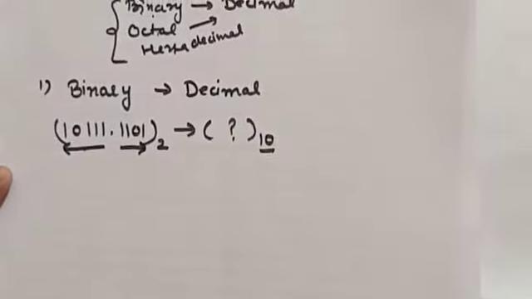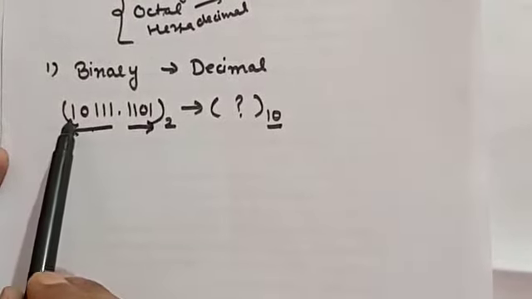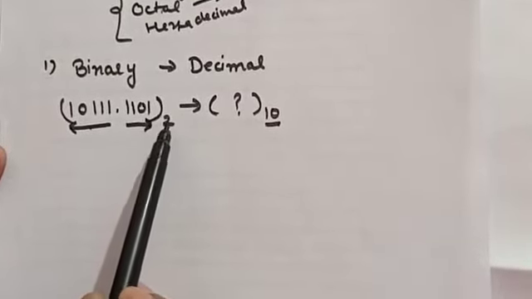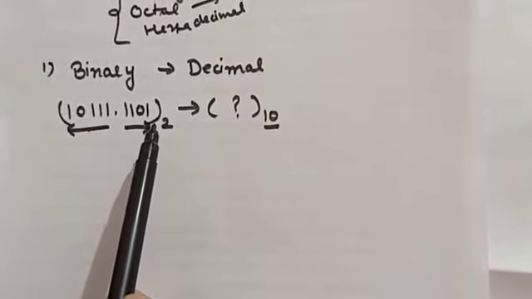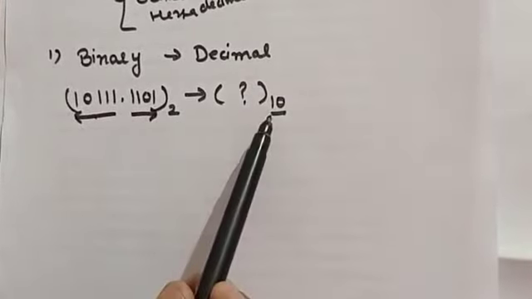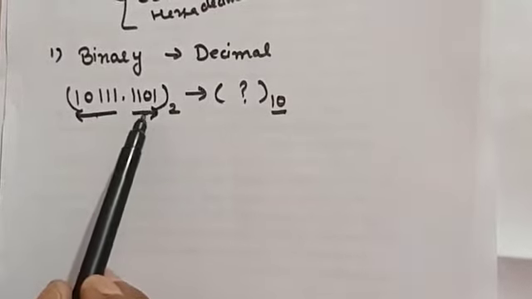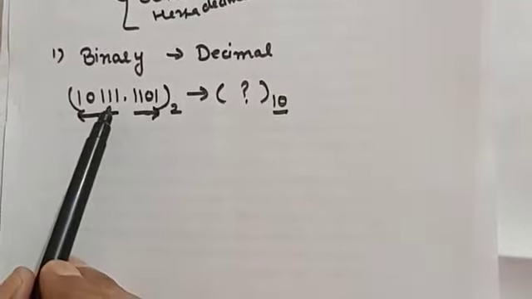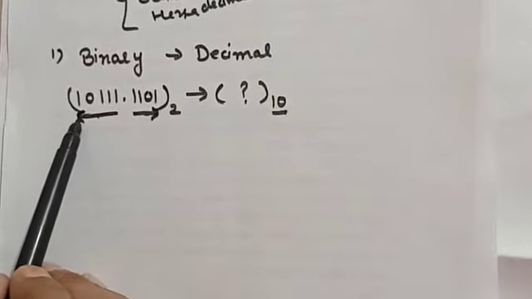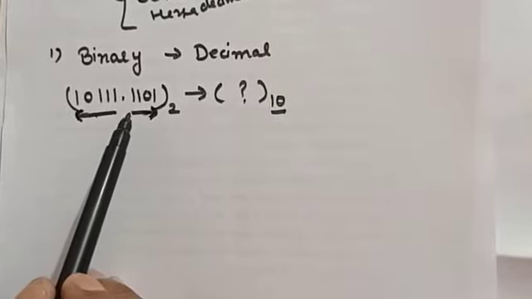So first of all we start with the binary to decimal number system. Suppose we have a binary number 10111.1101 base 2, as it is a binary number system, and we want to convert this number system into decimal number system. That means base 10. First of all we treat the integral portion and then we treat the fractional portion. In case of the integral portion we start from this direction to this direction, that means in the left hand direction, whereas for the fractional part we move in the right hand direction.